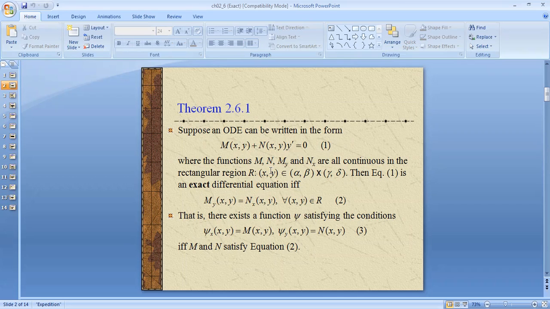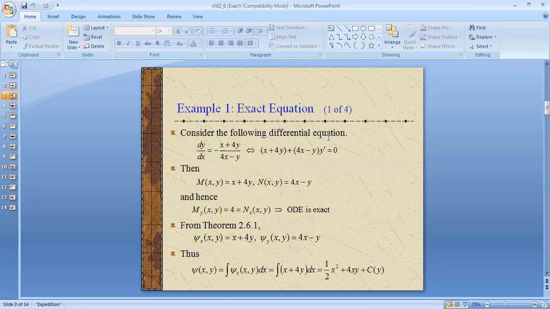That means the xy plane. Xy plane means what? First quadrant, x-axis and y-axis. Then equation 1 is an exact differential equation if these two are the same. That means del m del y equals del n del x. That means partial differentiation of m with respect to y equals partial differentiation of n with respect to x in the same region, the xy plane. If this condition is satisfied by this differential equation, then this differential equation is called an exact differential equation.